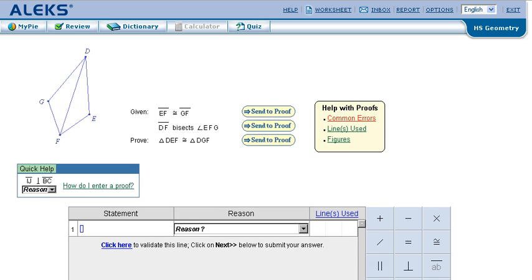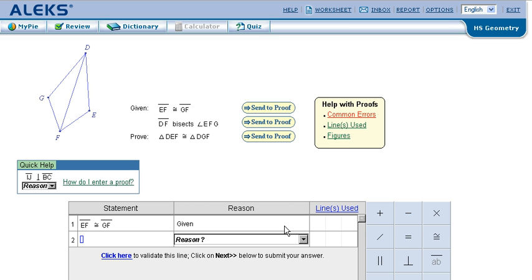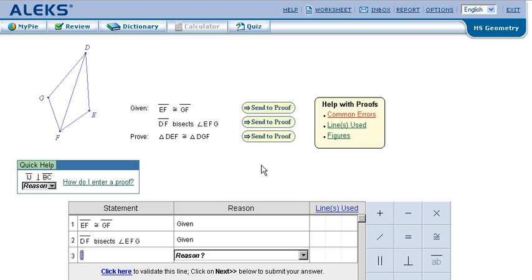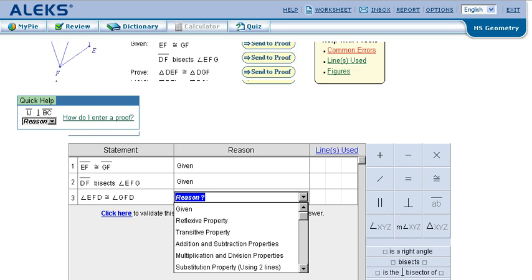So we come here to our proof. Step number 1 was our first pair of sides. So we know EF and GF are congruent because it's given. That was our first pair of sides. These were congruent because they were given. Now, because of the bisector, which is also given, so we send it to proof, we get the angles. We get angle EFD is congruent to angle GFD. And that is because of the angle bisector.